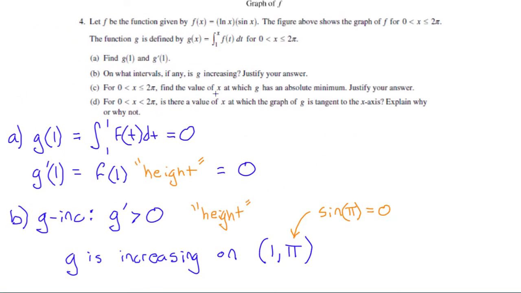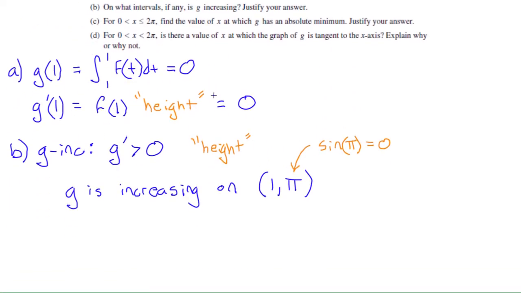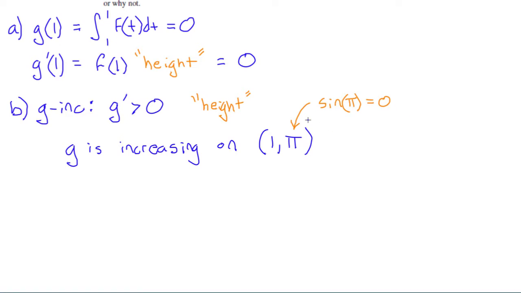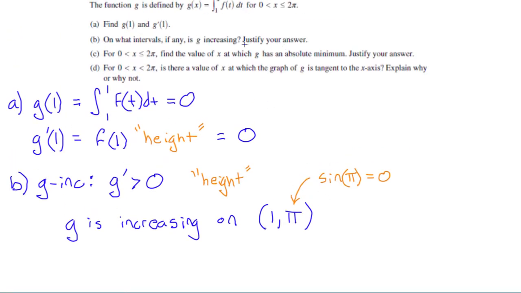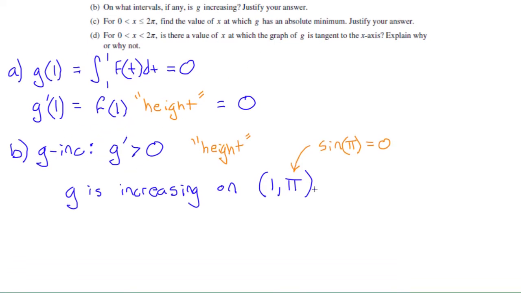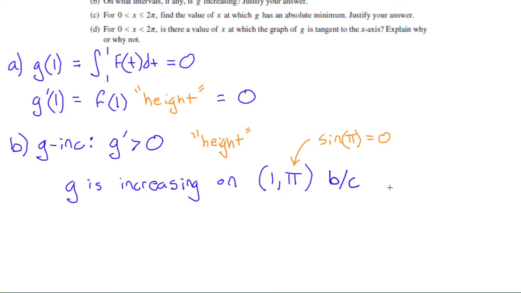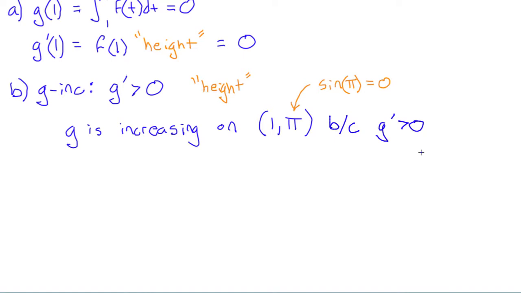Now we're on to, okay, so hold on. We messed up. We didn't justify. In part B, it says justify your answer. So we have to say, we did have this definition, so if you already wrote it down, you're good. But our full answer is because G prime is greater than 0. Now we have the full answer. Now we can go to part C.